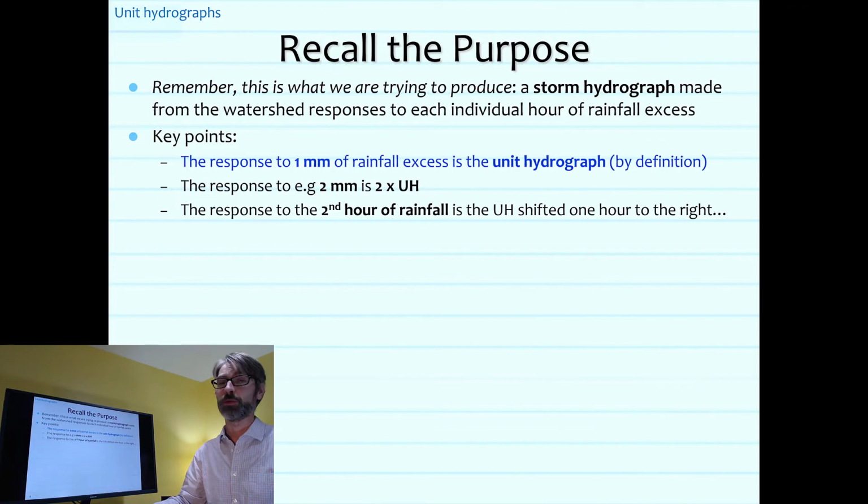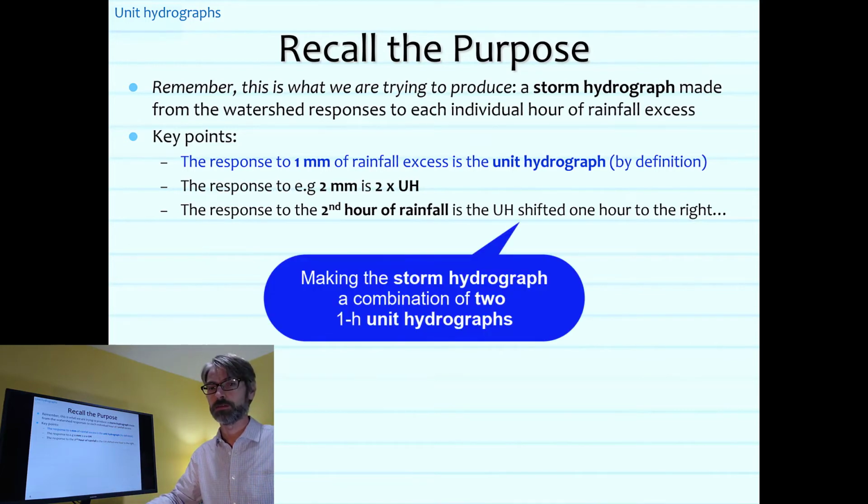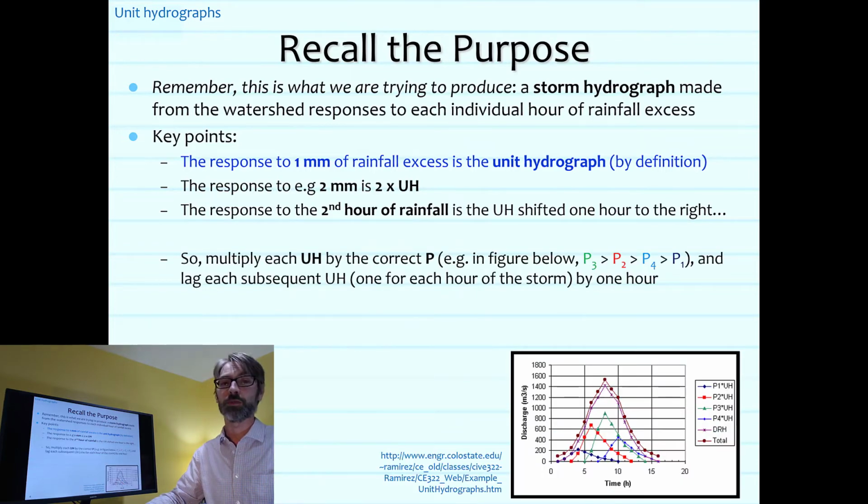And if we have a storm that lasts more than 1 hour, say a 2-hour storm, then the response to the second hour of the rainfall is just the same unit hydrograph, but starting 1 hour later. So then in practice, what we do is multiply each unit hydrograph for each hour of a storm by the correct precipitation that occurred in that hour.